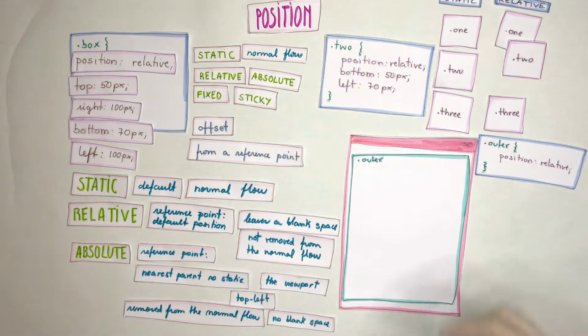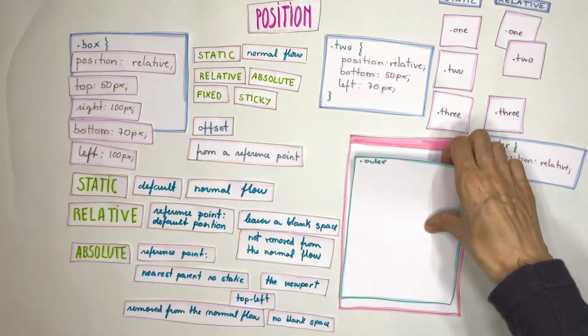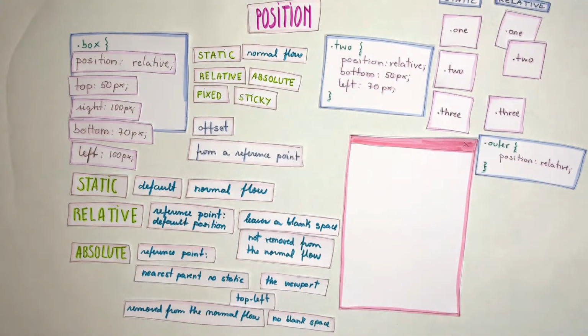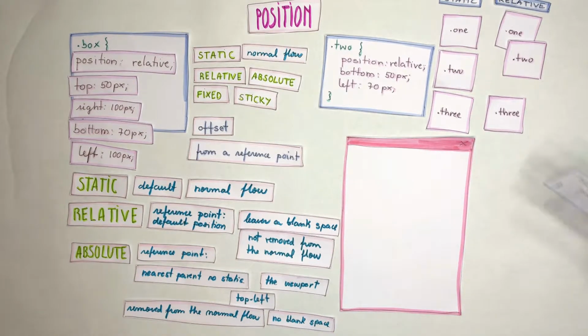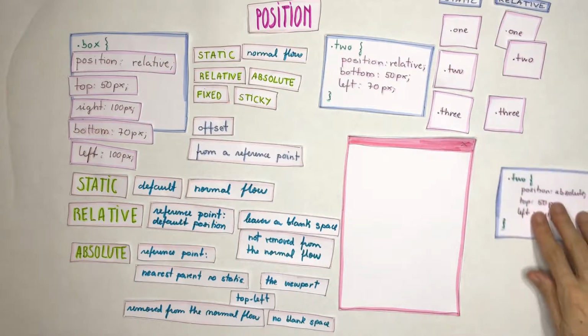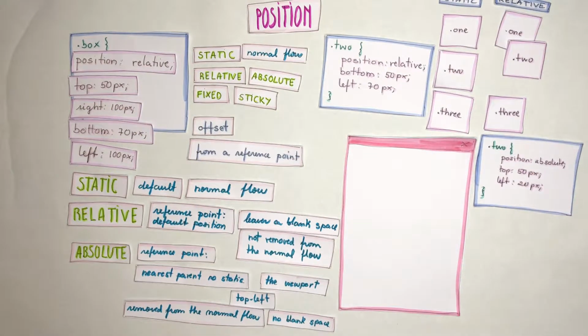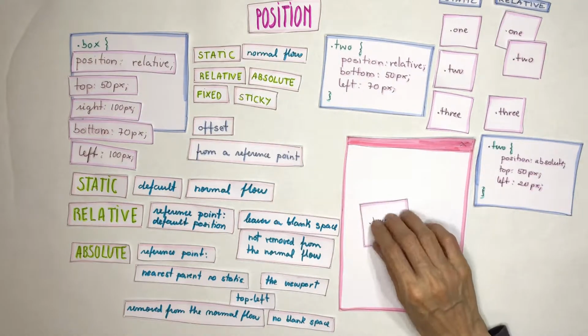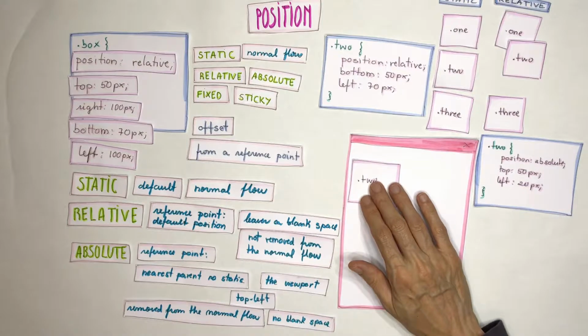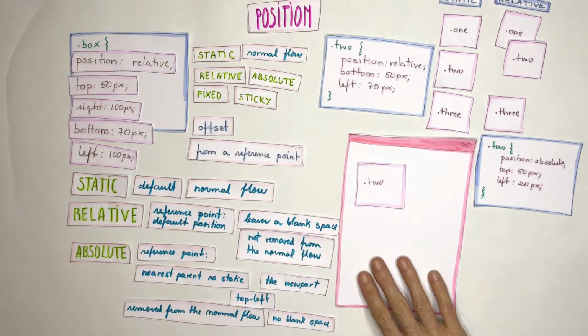If we remove the outer element, the absolute positioned element will be positioned relative to the viewport, meaning the viewport is going to be taken as the reference point. Let's add a class declaring the position as absolute for an element with class 2. This element will take as a reference point the top left corner of the viewport and be moved 50 pixels from the top and 20 from the left.